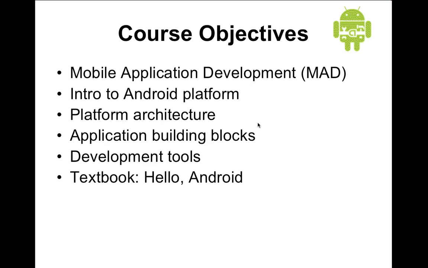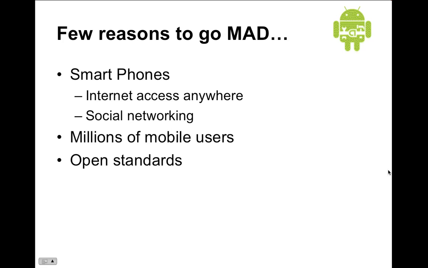Application building blocks, development tools. The textbook, as I mentioned before in the syllabus, is Hello Android. It is optional. It is not required. So don't feel obligated to go out and purchase it. In fact, you could probably find an old version of it on the internet. I have an old version that I'll loan out, and I might even have more than one version. I believe the library has a couple of copies too. It's the same book that I used the last time that I taught this course.